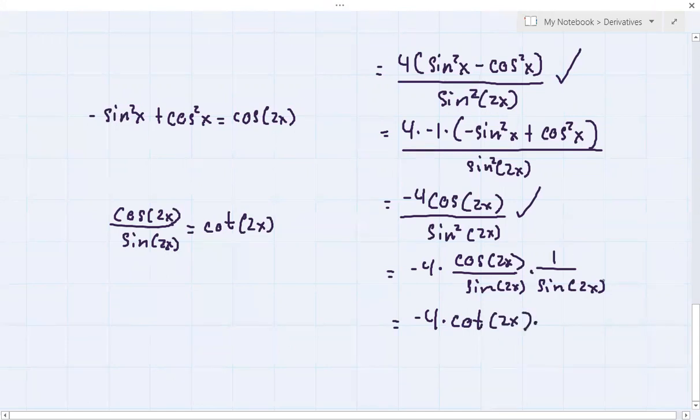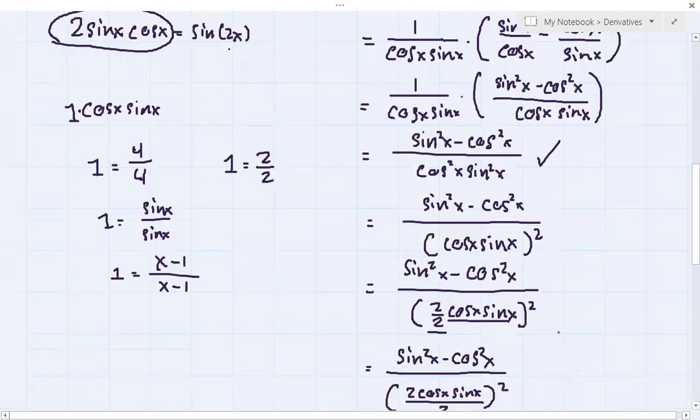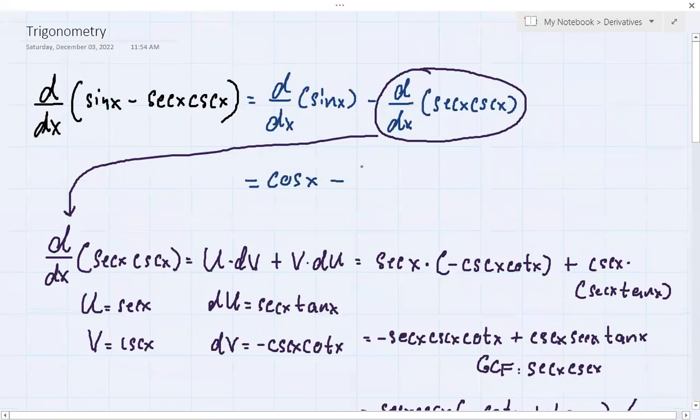And lastly, dito, sa 1 all over sine of 2x, remember, cosecant x is the same as 1 all over sine x, di ba? So, we can rewrite this as cosecant of 2x. And for me, ito na yung napaka-simplified na sagot. Ito na yun. This is the most simplified answer. So therefore, yan na yung magiging final sagot natin. This would be negative 4 times cotangent of 2x times cosecant of 2x.